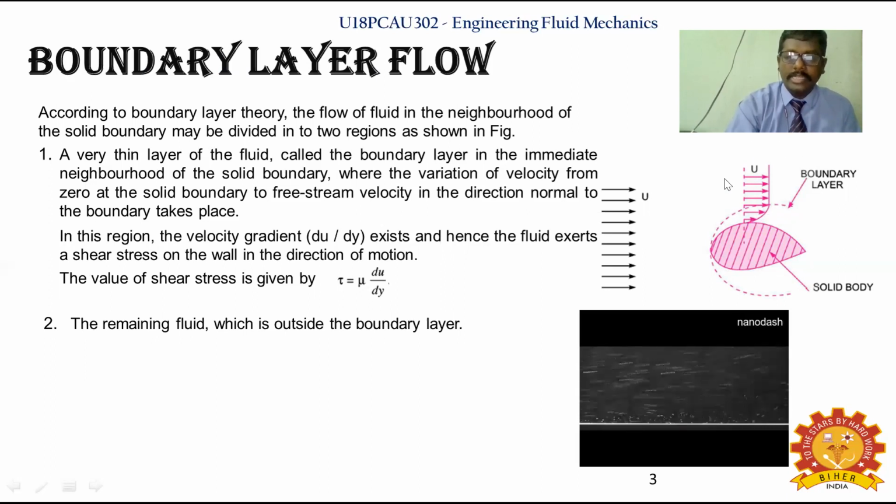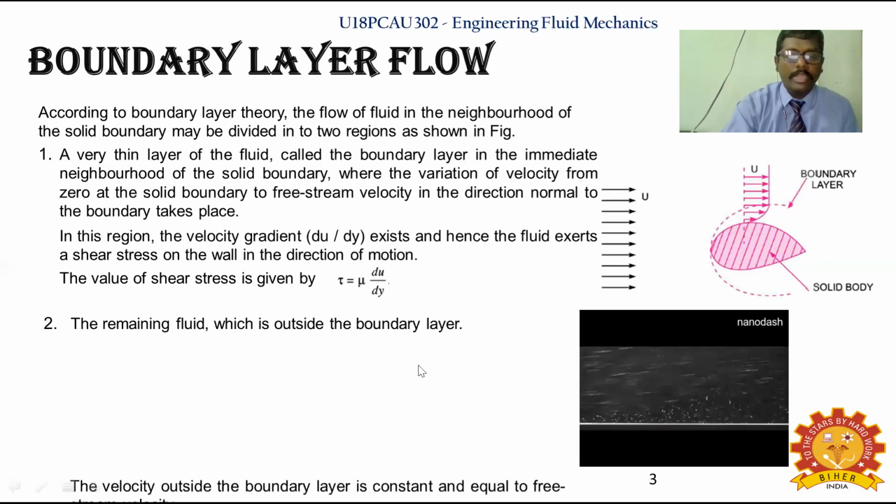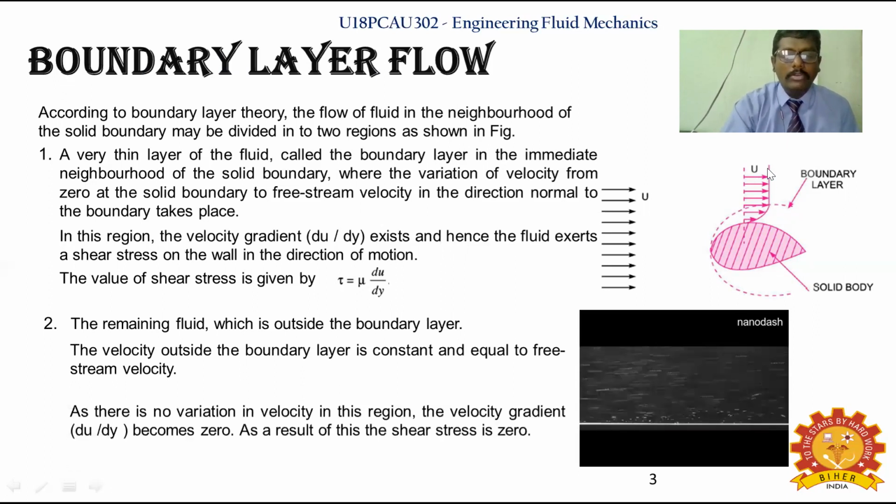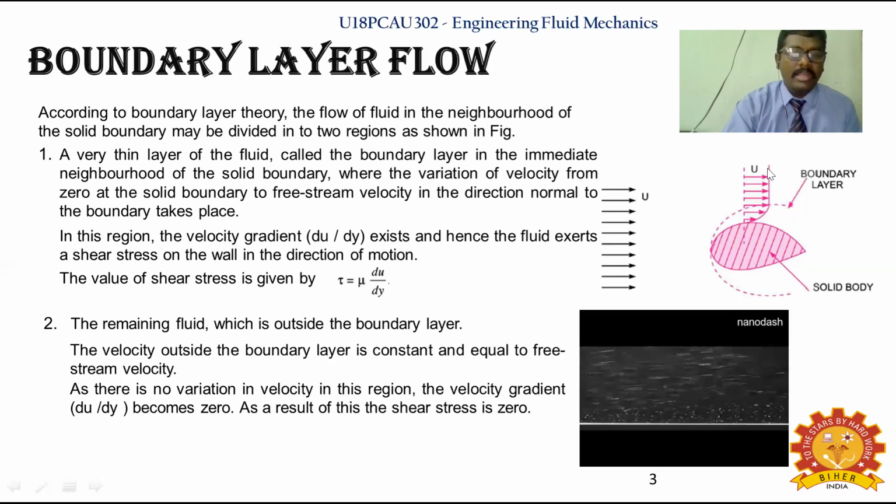Then this region, outside the boundary layer region, you are considering the remaining fluid. So the velocity outside the boundary layer is constant because it has reached a free stream velocity. So outside the boundary layer, you will be having a free stream velocity only, and there will be no variation in the velocity. So the velocity gradient becomes zero. With respect to distance, what is the change in velocity? Velocity is constant, so du by dy will be considered as zero.